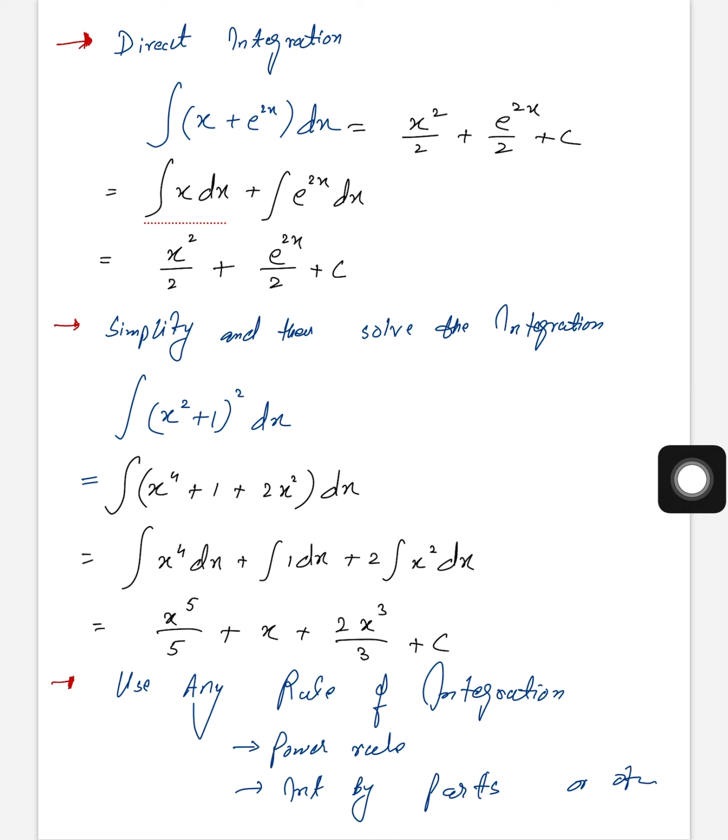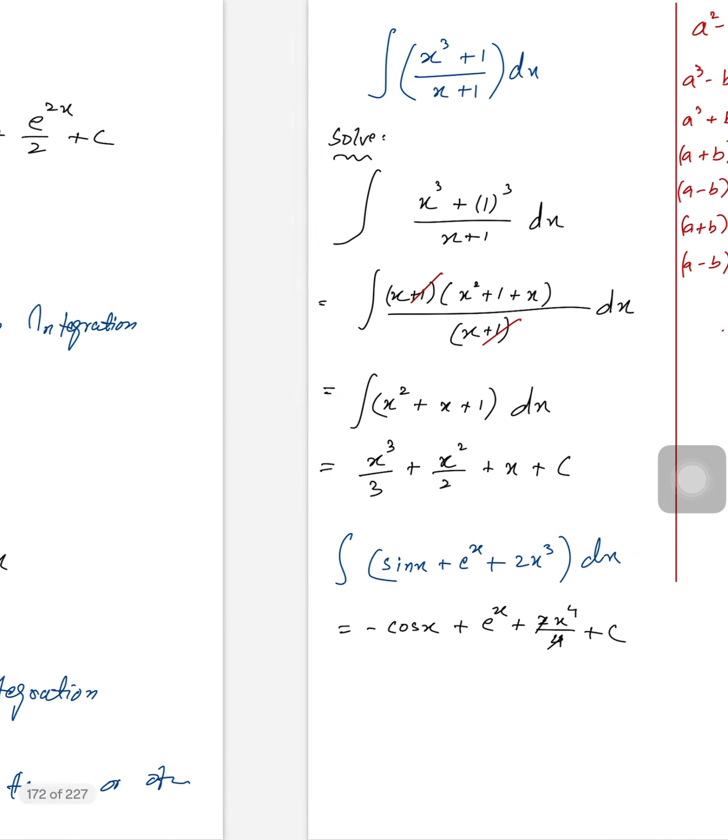So when there is a question of integration, first you have to see whether the direct integration exists or not, or it is solvable directly or not, right? If it is, then solve it. If it is not, then you have to think whether there is any formula or something that we can use to simplify the question. So first you have to simplify the question and then take its integration. Now if these two are not working, right, then the third step is to use any rule of integration, right? You can use power rule or you can use integration by parts, etc.